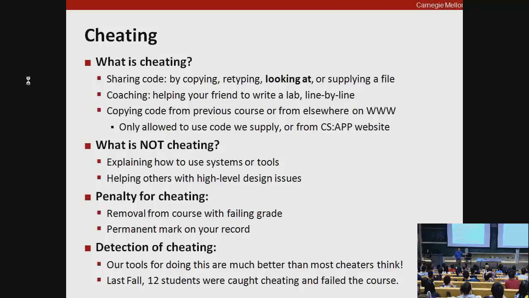Don't cheat. We will catch you. We will. Really, honestly, truly. It's not that it's our life work, it's just it's not hard. We have a database of solutions and a tool that compares them. There's a button on the lab panel that says, find cheaters, run MOSS.